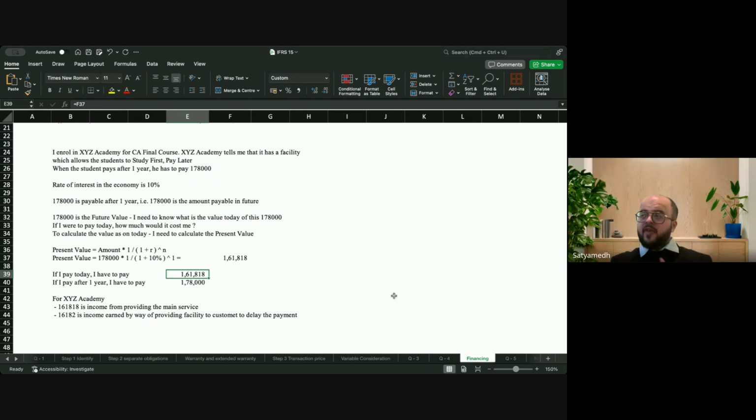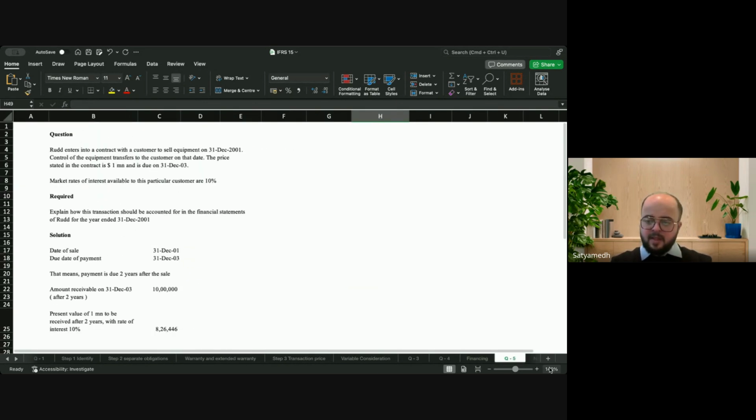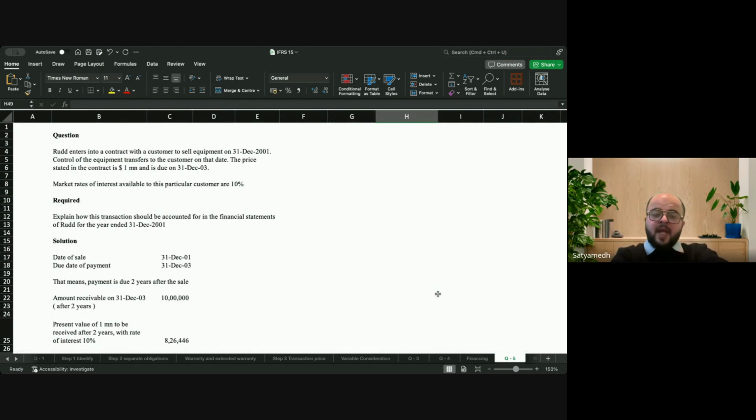So we looked at variable consideration, we looked at significant financing component. I want to show you one question on how the company accounts for this. Have a look at this one. Rudd enters into a contract with a customer to sell equipment on 31st of December 2001. Control of the equipment transfers to the customer on that date. The price stated in the contract is 1 million and is due on 31st of December 2003.